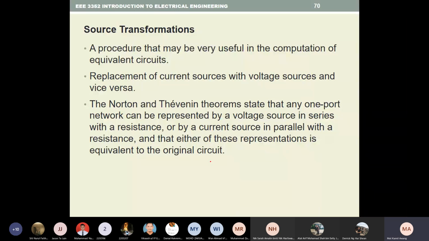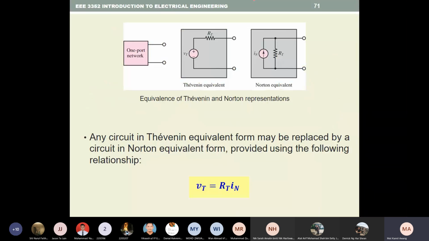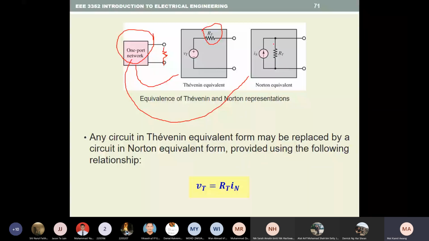So we can use Norton's theorem and Thevenin's theorem to do source transformation. If you have a one-port network like that, with a load here, we can take out the load, and this one-port network can be represented either by Thevenin or by Norton. The value is the same in this circuit, so there is a relationship between Vt and In. That relationship is this: Vt is equal to Rt times In.